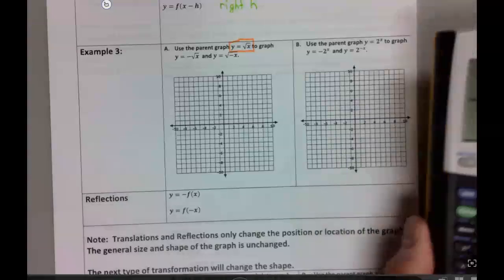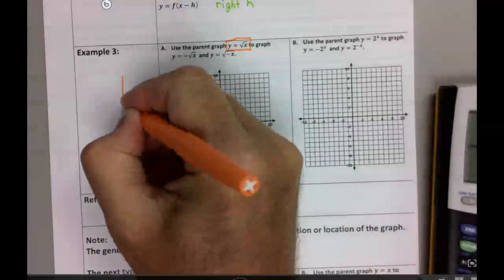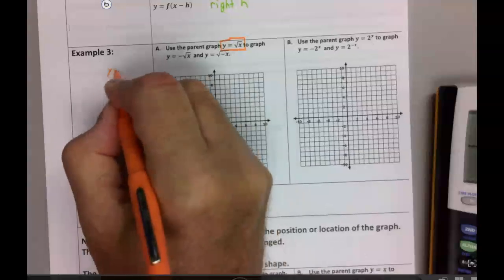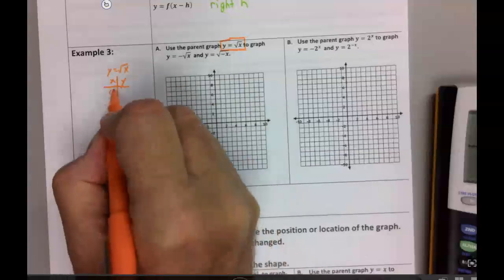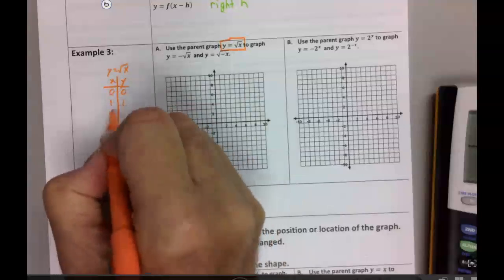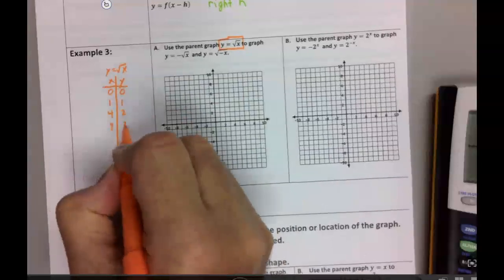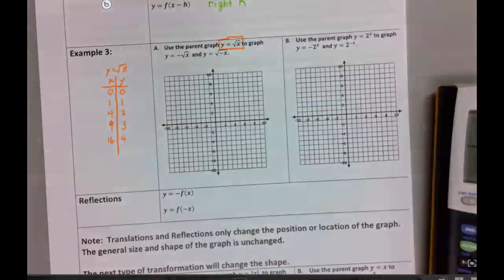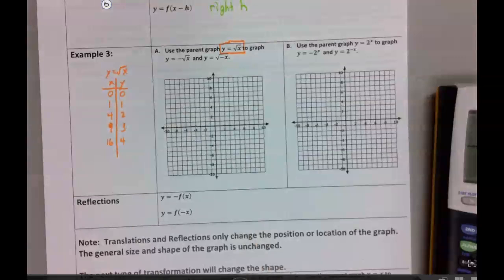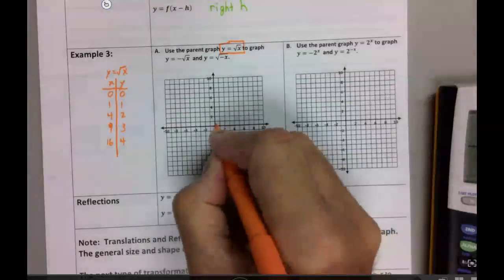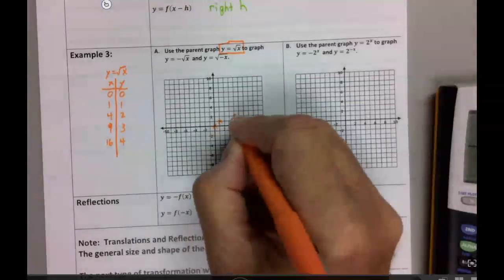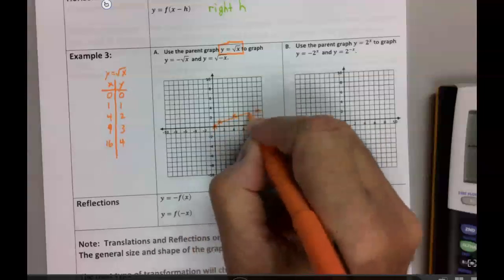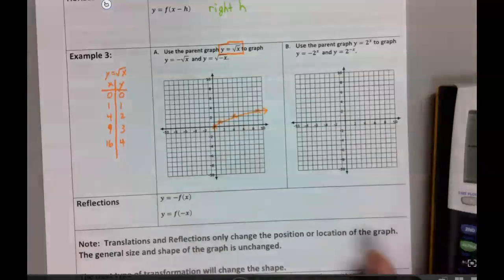All right? So you guys remember from the T-chart that the square root function is 0, 0, square root of 1 is 1, square root of 4 is 2, square root of 9 is 3, 16 is 4. Probably not going to use 16 and 4, but I did it anyway. So 0, 0, 1, 1, 4, 2, 9, 3. We cannot take the square root of a negative number in the real number system, can we?